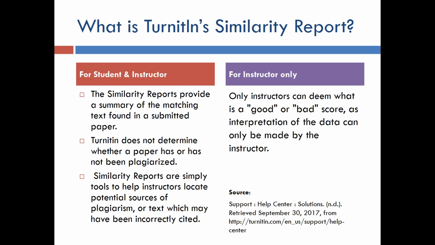At the outset, I think it is important for us to come to an understanding of what a similarity report is and what it is not, and I hope that you will do the same with your students in the future. As you can see, Turnitin's definition makes the same points for students as it does for instructors. Similarity reports are a summary of matching content, cannot determine plagiarism, and it is a tool. The one major difference I found, only instructors can deem what is a good or bad score, as interpretation of the report can only be made by the instructor.